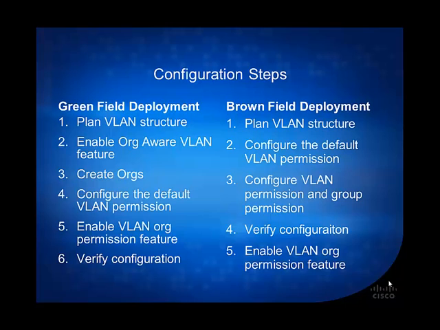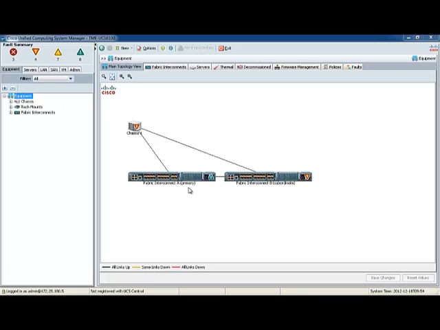In a brownfield deployment, meaning that you already have an existing UCS that's up and running and you want to enable this feature, the steps are basically plan VLAN structure, configure a default VLAN permission, configure VLAN permission and group permission, verify configuration, and enable VLAN org permission feature. Next, let's go to the next part of the video, which is our demo.